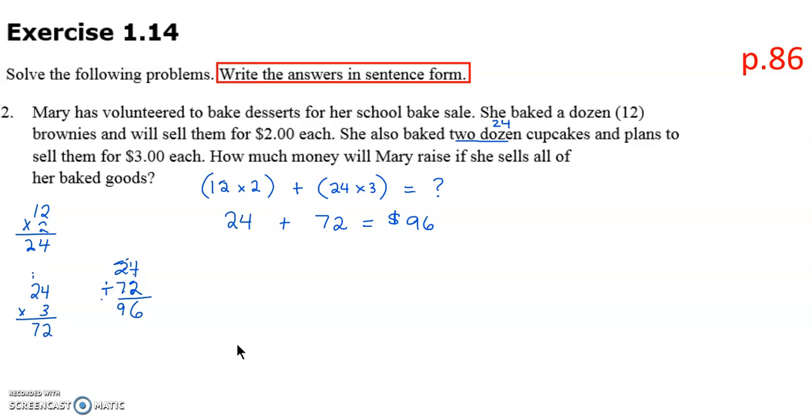Now we're going to write the answer in a short, complete sentence. How much money will Mary raise if she sells all her baked goods? We don't have to have the entire thing written down. We can say that Mary will raise $96.